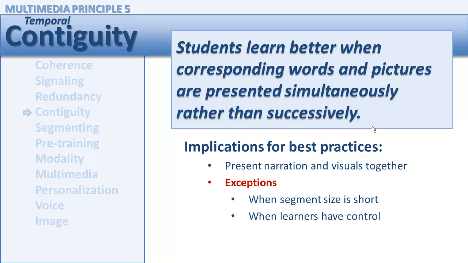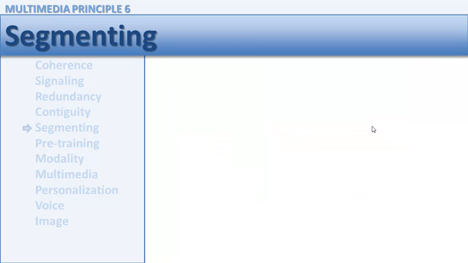And this exception deals with segment size. When you have just a little bit of content, maybe it's a very simple image or maybe it's just a few words of text, it is okay to sequence them, especially for experienced learners. It's also okay to put them in sequence when learners have some degree of control, and we'll talk a little bit about that momentarily. Let's talk about segmenting first.